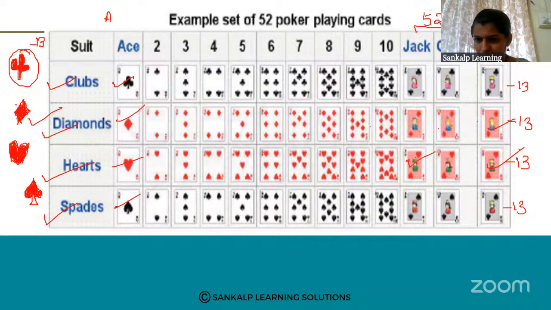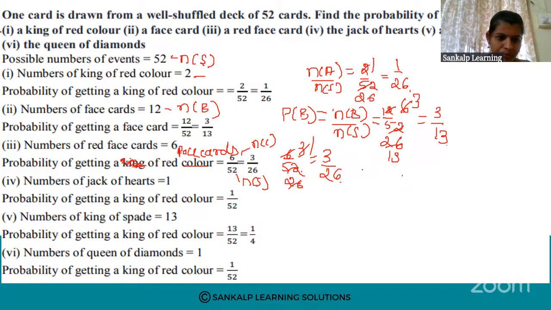Yes, so only one jack is there in the heart. Therefore 1 divided by 52. N of C divided by N of S. N of S is 52. N of C is the total number of favorable outcomes, 1. So 1 divided by 52.